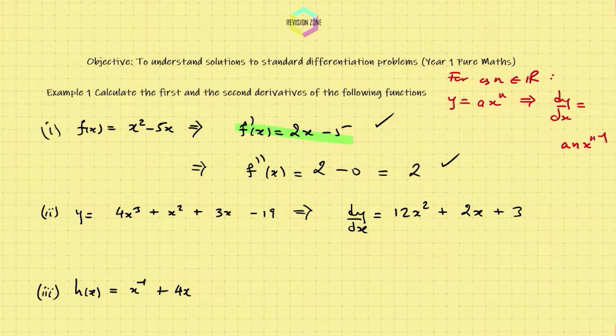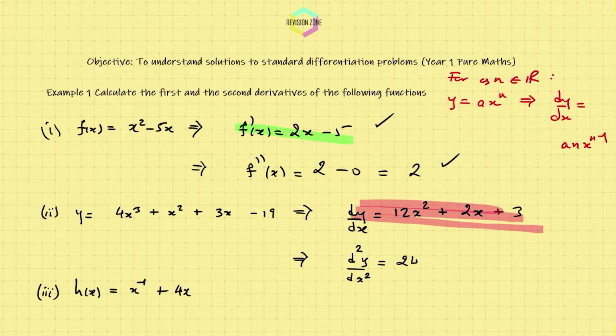Since we have our first derivative, we can differentiate the function in pink this time to get our second derivative. In Leibniz notation, we write d2y by dx squared. The first term is going to be 12 times 2, which is 24x. Then the 2x differentiates to just give me 2, and the 3 differentiates to give me 0. So that's the second derivative done.